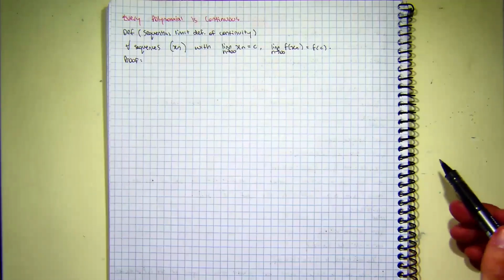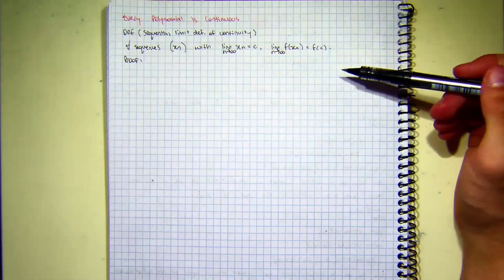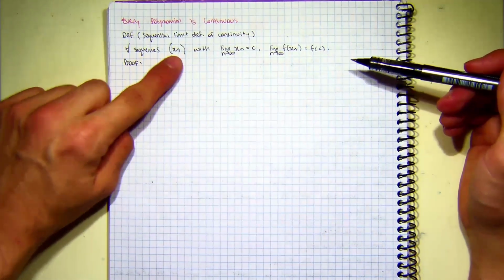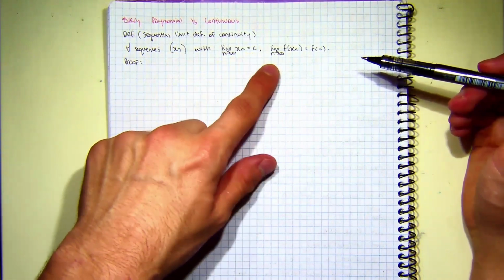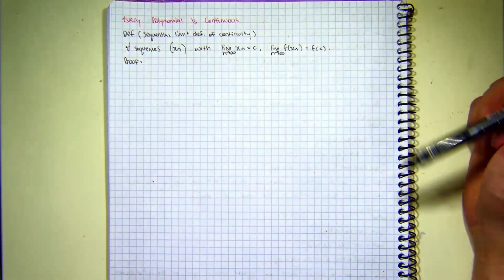Okay, every polynomial is continuous. So first let's look at the sequential limit definition of continuity, which states: for all sequences xn with the limit of xn as n approaches infinity equal to c, then the limit as n approaches infinity of f of xn will be f of c.